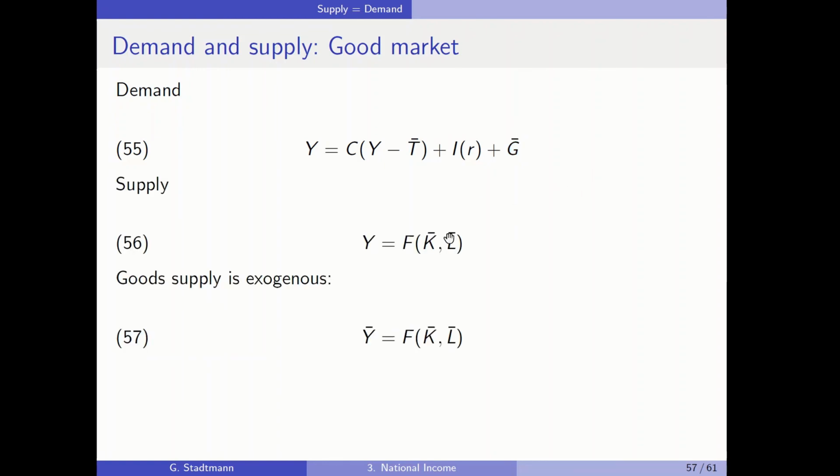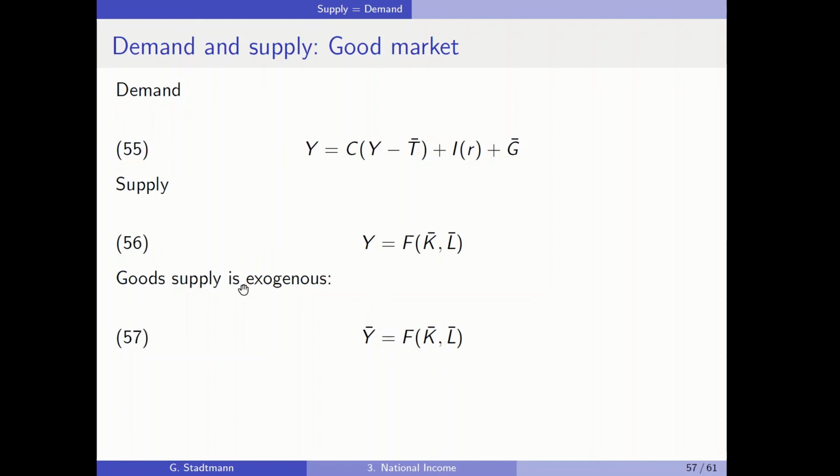The supply side is given by the amount of capital, the amount of labor, and the production function, so that also Y has a bar. The supply of goods is a constant as long as capital and labor and the production function are constant. So supply is given by these three ingredients: capital, labor, and production function. So we also put a bar above Y.